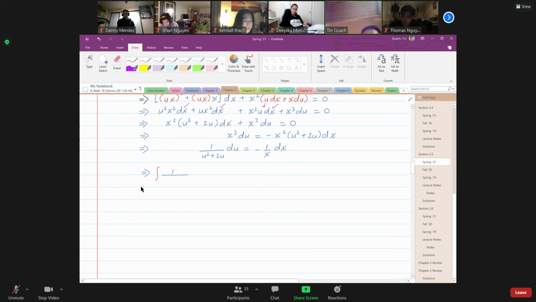Now, the left-hand side is a rational function, so I'm going to factor out the denominator. The right-hand side is easy. You have negative here. Let's do that negative.